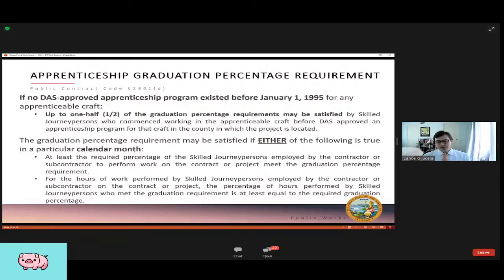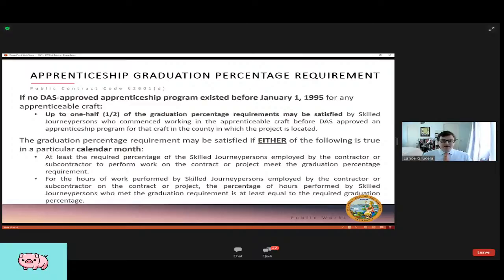basically, if there was no approved apprenticeship program before January 1st, 1995 for a particular trade, then it cuts the graduation percentage requirement in half by allowing a contractor to satisfy half of the graduation percentage requirement with skilled journeyman persons who have the on-the-job training. But there's a hitch here. They have to have started working before the apprenticeship program began.